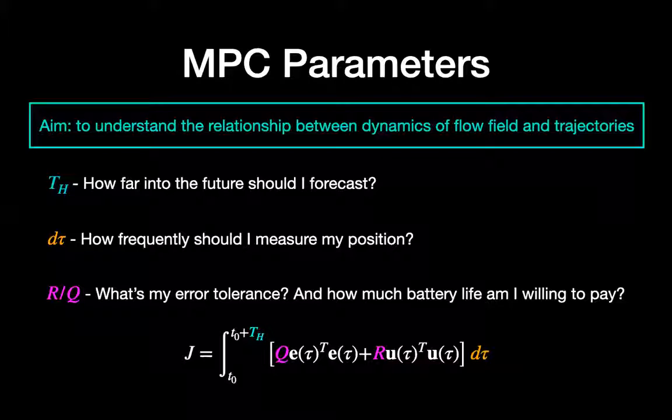Right off the bat, we have many parameters that we can play with. The first one is the time horizon, which is how far ahead in time you can forecast. The second is the sampling rate, how frequently you should be measuring your vehicle position and how frequently you should be running this optimization. The third one is the ratio of your energy penalty to your state penalty, and I'll explain what this means along the way. It's an intuitive way of saying what's my tolerance for error in my simulation, and how much battery life am I willing to pay.